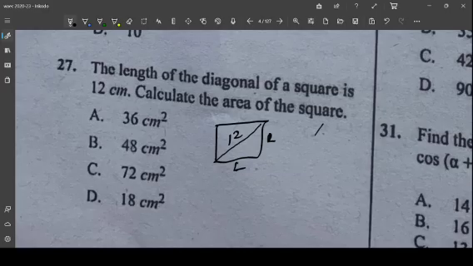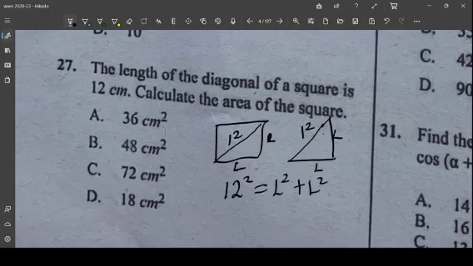If you look at what I have, it is a right angle triangle, which I will use Pythagoras theorem for. So here is 12, here is L, and here is L. According to Pythagoras, the hypotenuse squared, which is 12 squared, will be equal to the sum of the squares of the two sides. The square of the hypotenuse equals the square of the length plus the square of the length. That's what I have here. So I have 12 squared, which is 144, equals 2L squared.